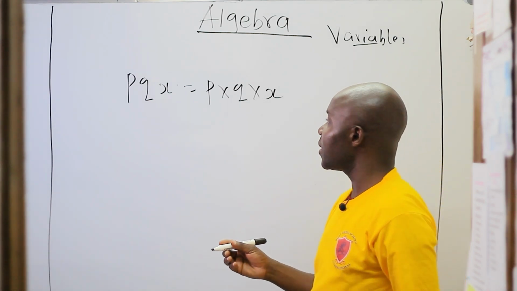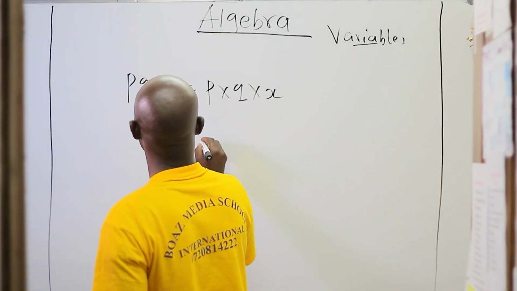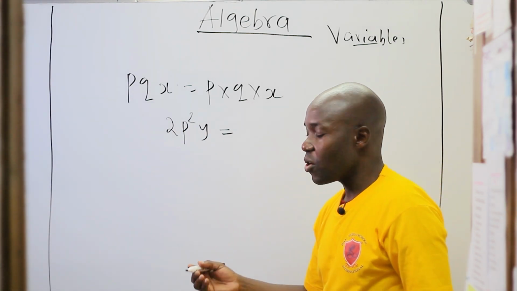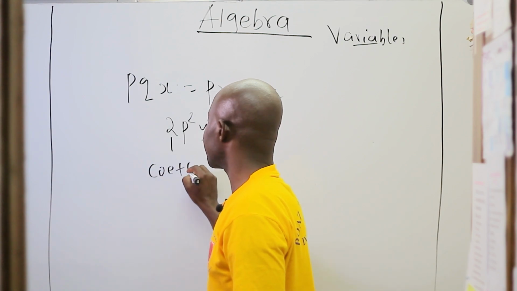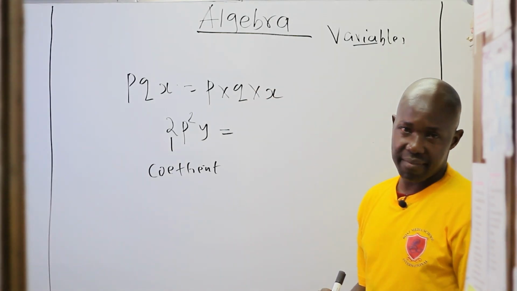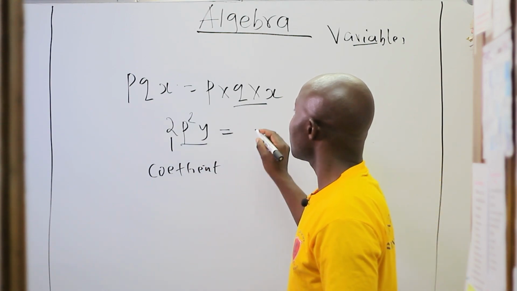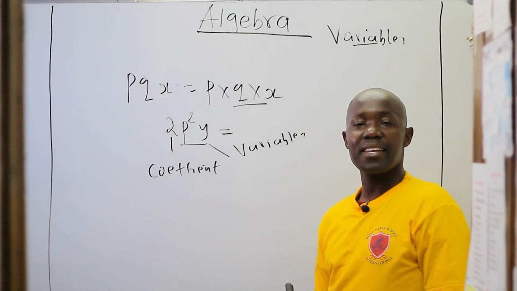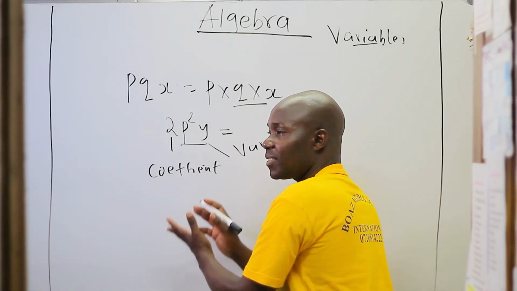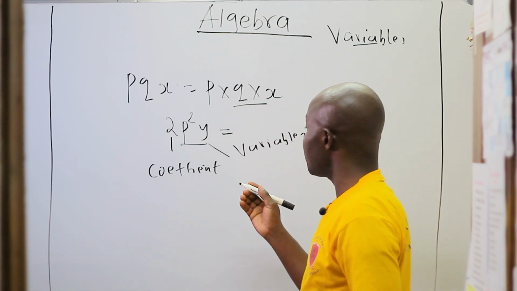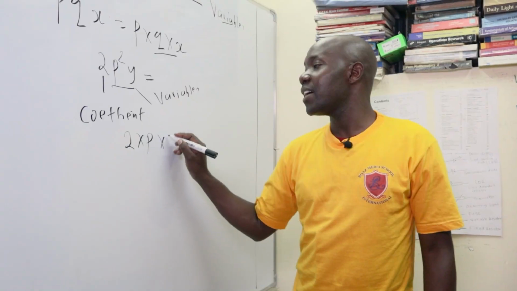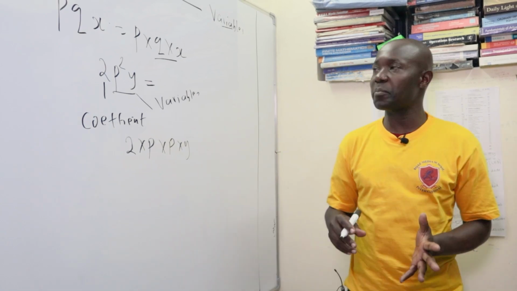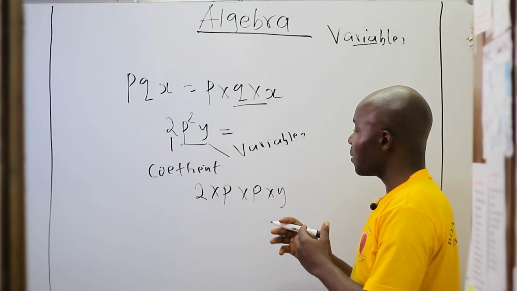You'll find a case where somebody asks you about 2p squared y. It simply means a product, where the number part we call the coefficient, and any part with letters we call the variables, because they keep on varying. The meaning of 2p squared y is 2 times p times p times y. Today I want to go to the very basics, not really solving any complex problem, but to explain what we simply mean by this.